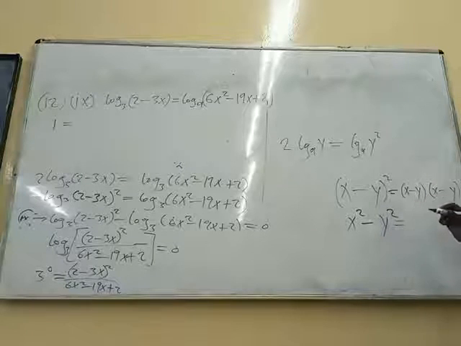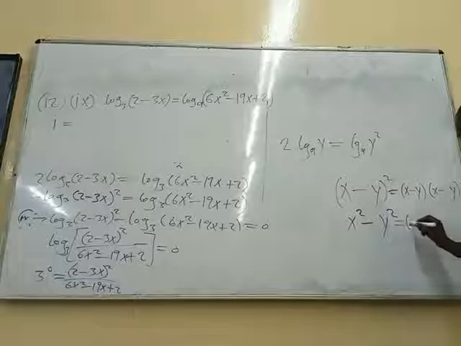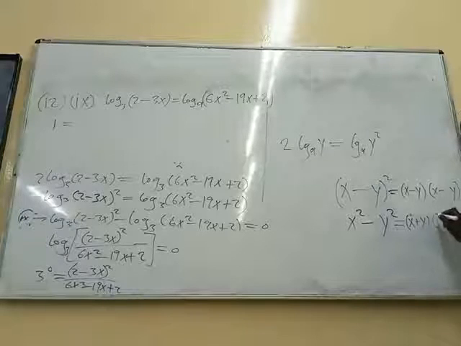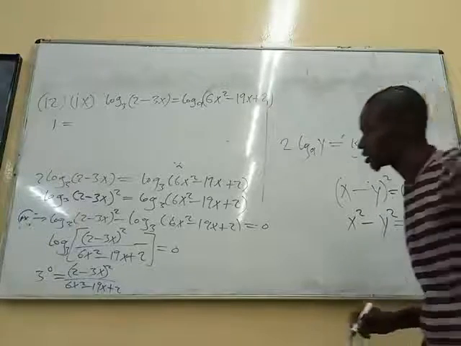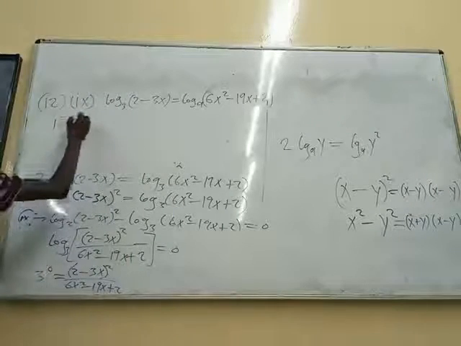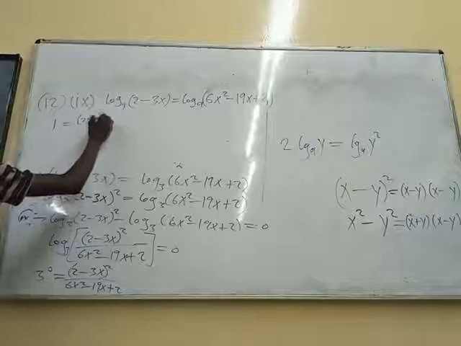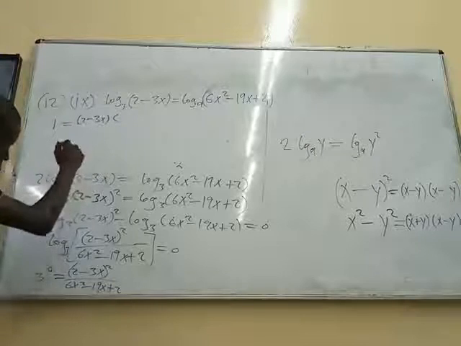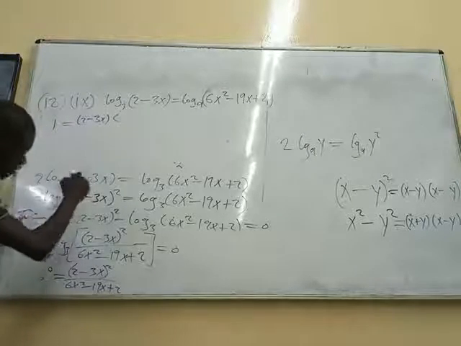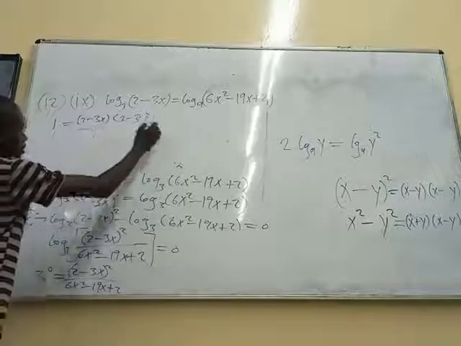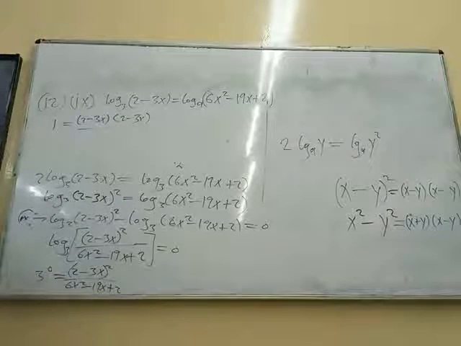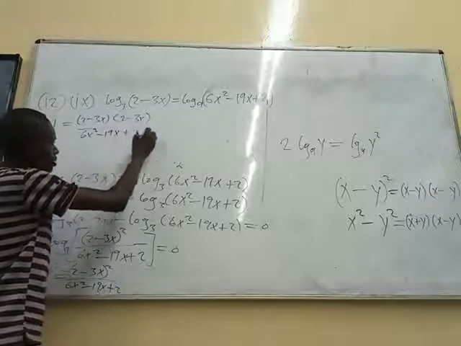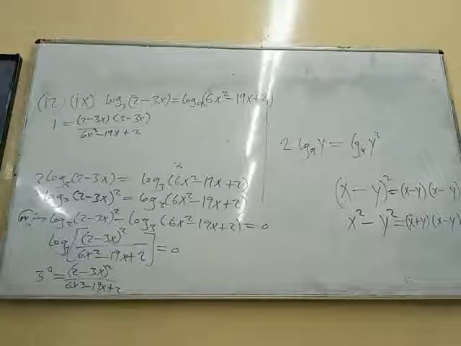And then what this means is that this is now what we call the difference of 2 squares. So meaning you are going to have x plus y and x minus y, something like this. So what this means is that we are multiplying 2 minus 3x and then another same part of the same kind. So this is going to be 2 minus 3x, and then we're dividing everything back by 6x squared minus 19x plus 2. So from here we can cross multiply.